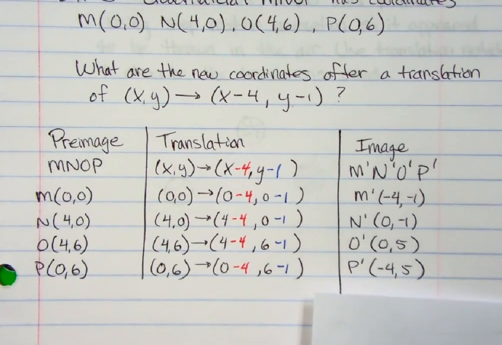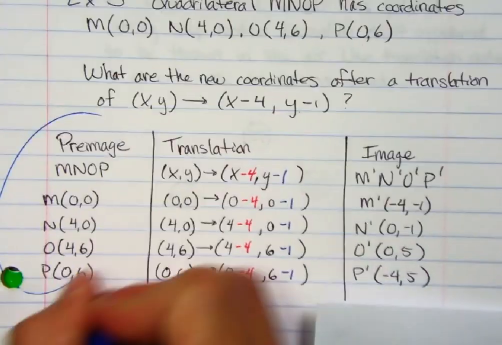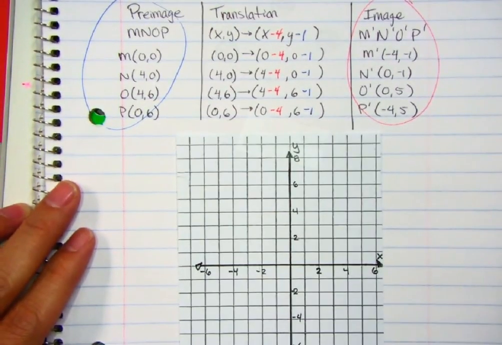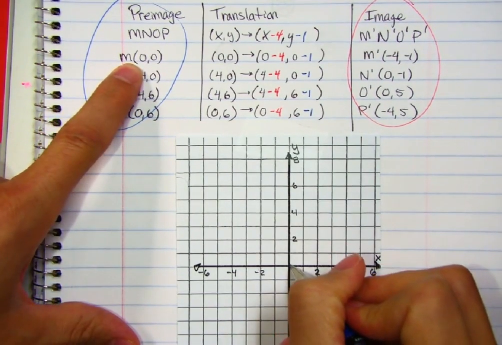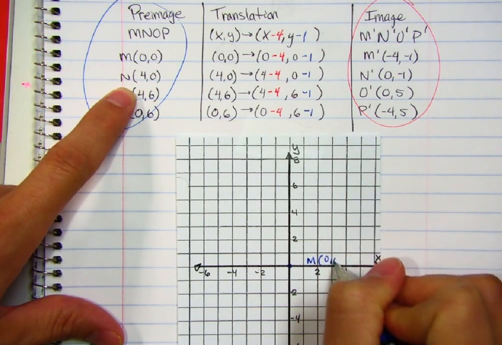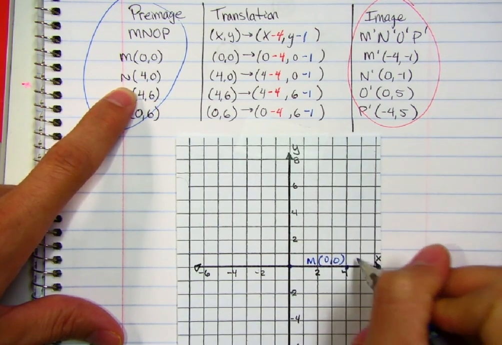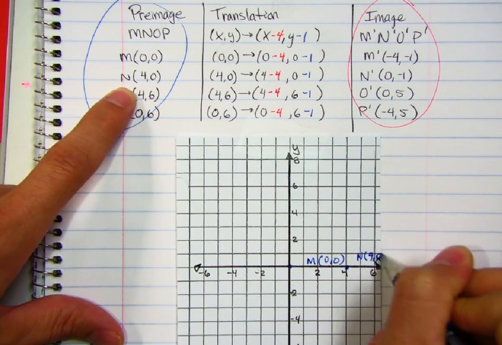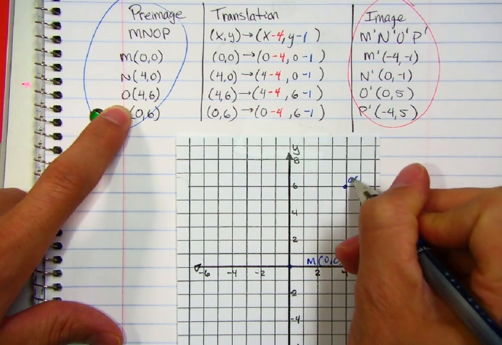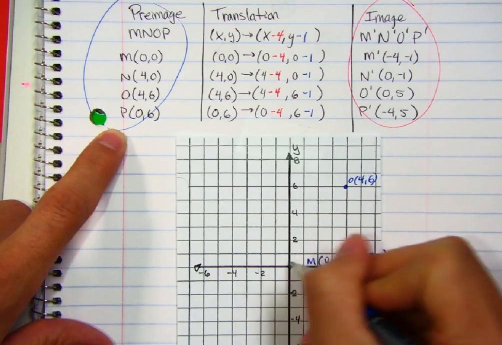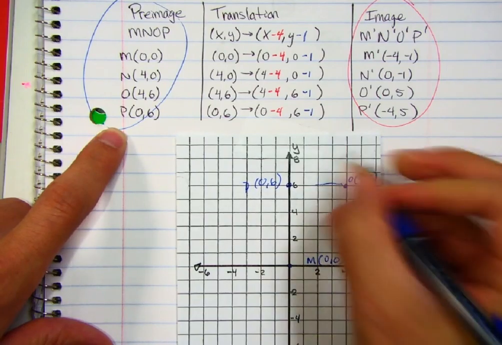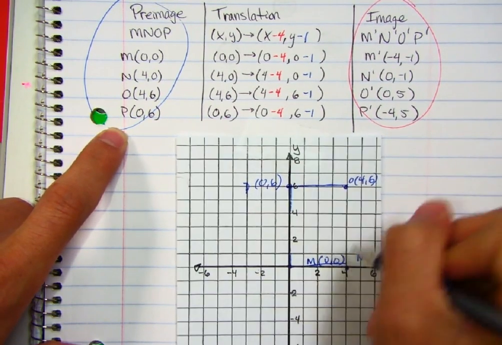Okay, so now I'm going to go ahead and graph. I'll graph this in blue, the pre-image, and then the image in red, so you can see the change. All right, so let's start with this one. M is 0, 0. That's at the origin. N is 4, comma 0. O is 4, comma 6. That's over here. And P was 0, comma 6. That's P, 0, 6.